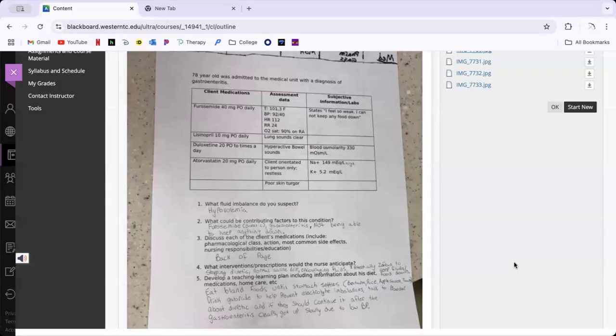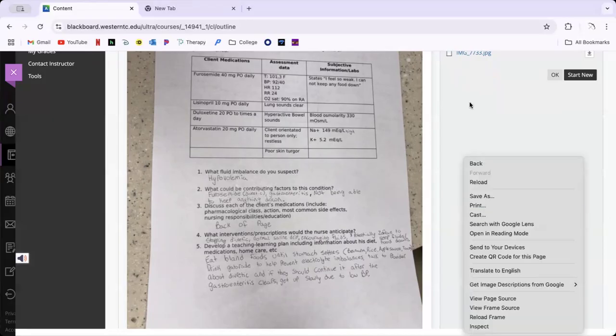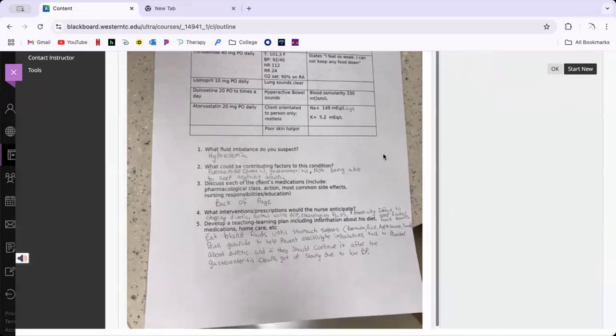My blood osmolarity is high at 330. What is that telling me? Dehydration. I didn't put your normals here, but what about my sodium and my potassium? Elevated, they're higher than normal. Why? They could be dehydrated. What is that called? Hemoconcentration. Hypovolemia. So what fluid imbalance are you suspecting?